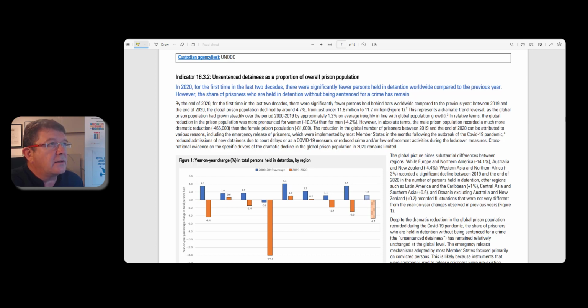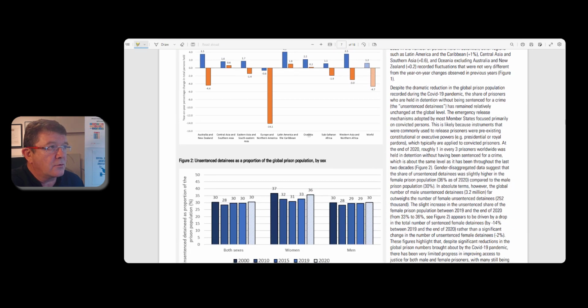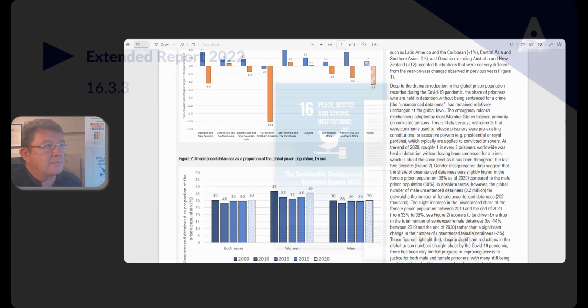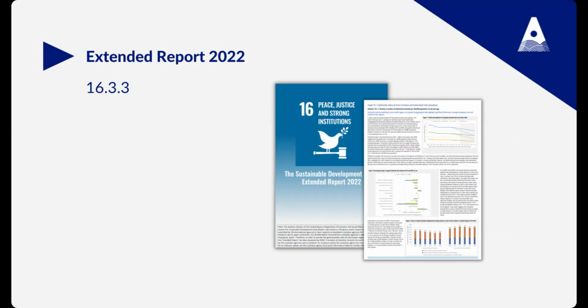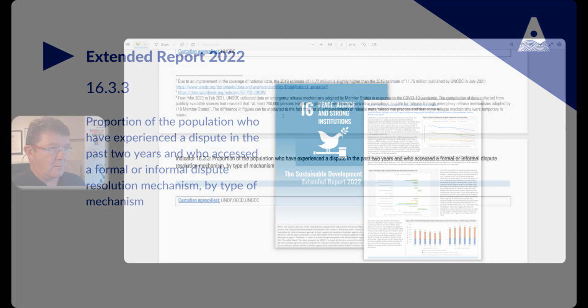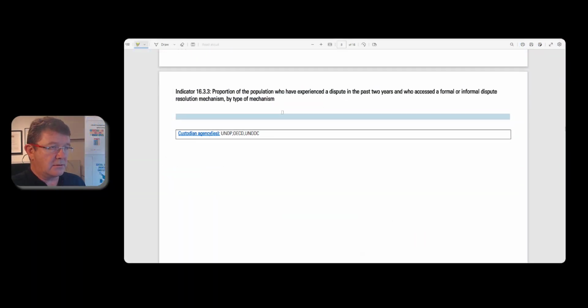Interestingly, though, despite the dramatic reduction in the global prison population recorded during the COVID pandemic, the share of prisoners who are held in detention without being sentenced for a crime, or the unsentenced detainees, has remained relatively unchanged at a global level. The third indicator in this target is 16.3.3, proportion of the population who have experienced a dispute in the past 2 years and who have access to formal or informal dispute resolution mechanisms, by type of mechanism. So again, they mention a number of custodian agencies who you might be able to get statistics from: the UNDP, the OECD, and the UNODC.